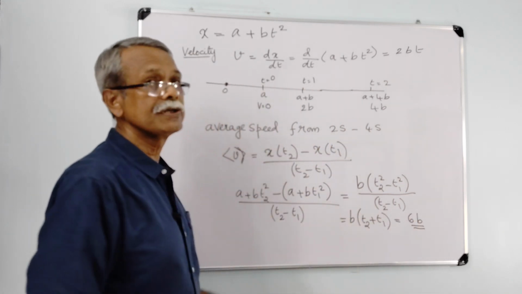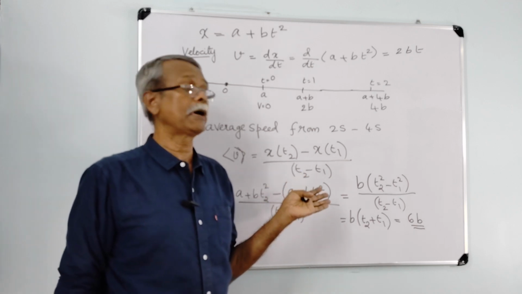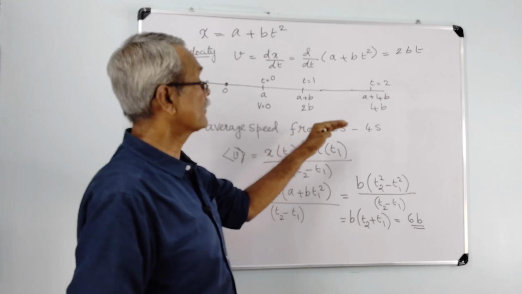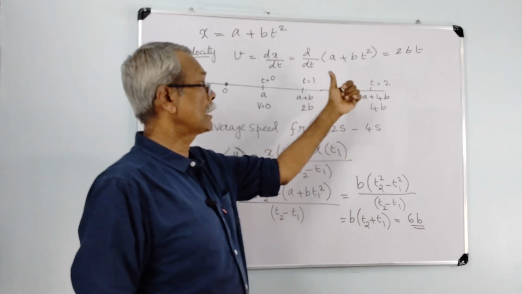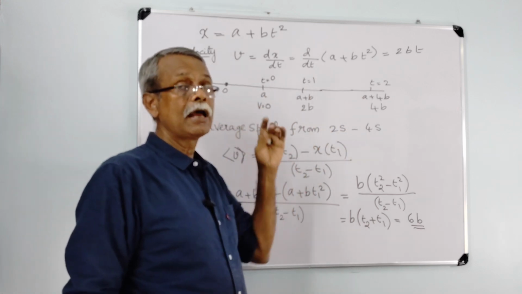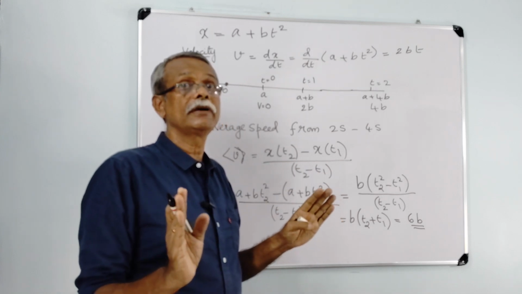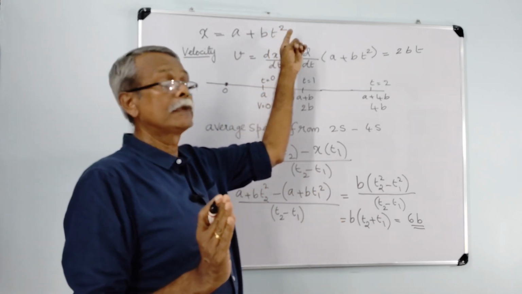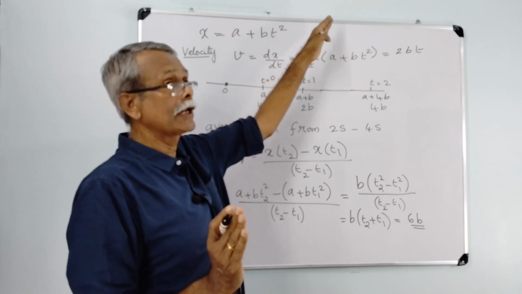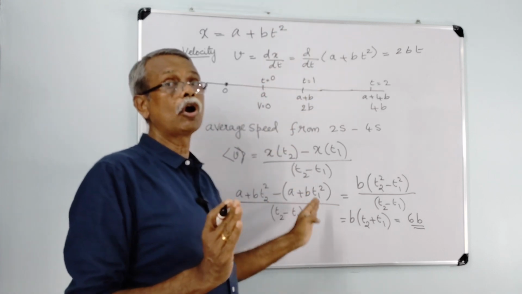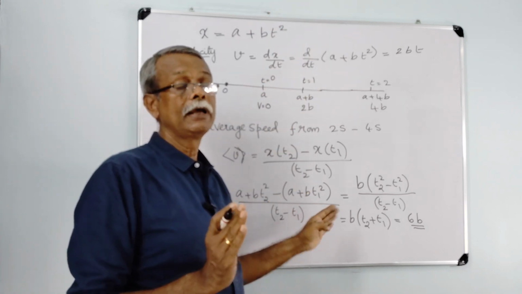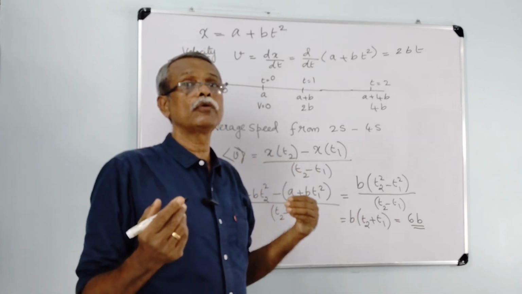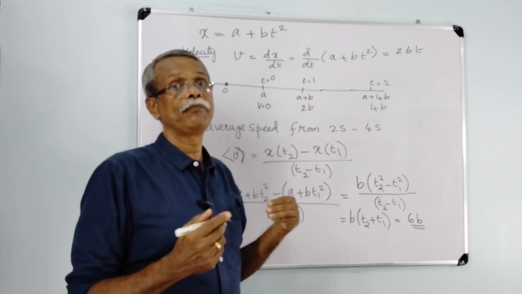Therefore, the average speed of that particle will be equal to 6b. Since the acceleration is a constant, the particle will not change direction. Acceleration is always constant if you have x as a quadratic function. If there is a t cube or t raised to 4 etc. here, that will not be a uniformly accelerated motion. Then the average speed and average velocity can be different.